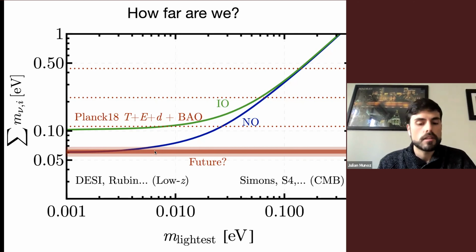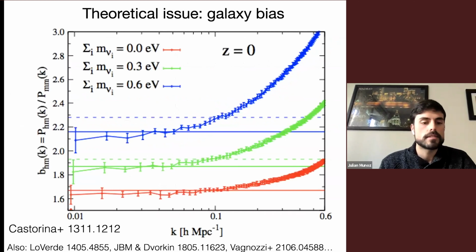And there are different theoretical things that we have to worry about. One of them is galaxy bias. This is from a paper by Emanuele in 2013, where they found how to correct for part of this bias due to neutrinos. But there's still something that we have to account for in our models, and we've worked on it.